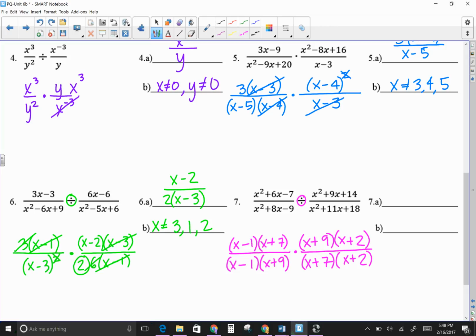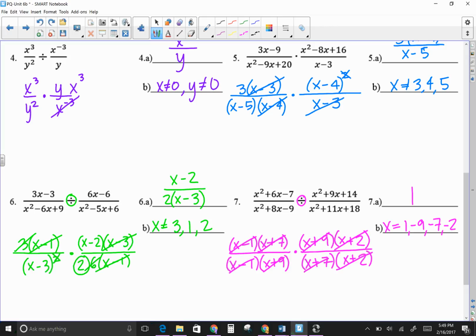So let's see what we got. I got an x minus 1 on the top and the bottom. I have an x plus 9 on the top and the bottom. I have an x plus 7 on the top and the bottom. And I have an x plus 2 on the top and bottom. So I hope you didn't put 0 in that blank, because anything divided by itself is 1. So your answer is 1. And x cannot be 1, negative 9, negative 7, negative 2. I've already said negative 2, and I've already said negative 9. So we got 1, negative 9, negative 7, and negative 2.